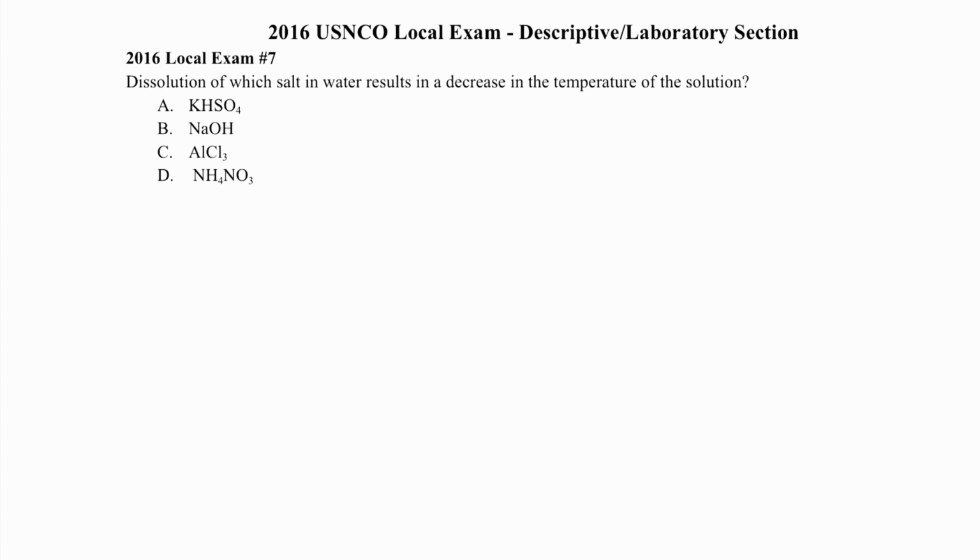Dissolution of which salt in water results in a decrease in the temperature of the solution? If we're talking about decrease, then we're talking about something that is endothermic. The dissolution of salts, you can't usually tell whether it's going to be endothermic or exothermic, but the general rule is that if you have a salt of ammonium, a salt of NH4+, those tend to be endothermic. And the only salt of ammonium that we have here is answer choice D. So our answer is answer choice D.